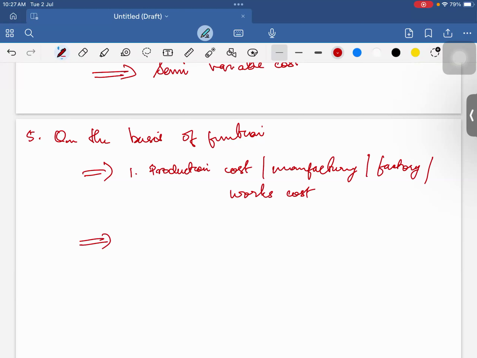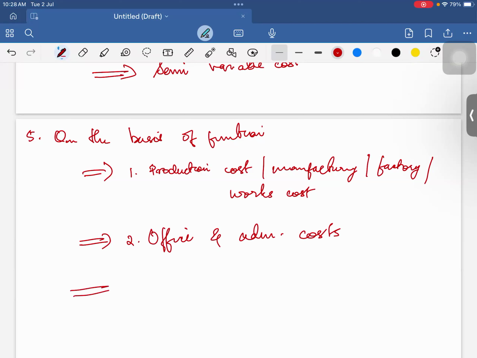The second one is, producing the product alone is not enough, right? You have to have an office. You have to have administrative duties. You need accountants. You need clerks, right? So you're going to have an indirect cost, and that is called office and administration cost.